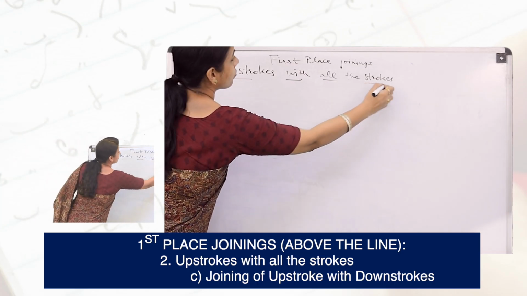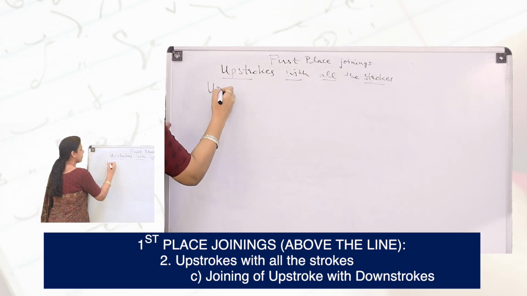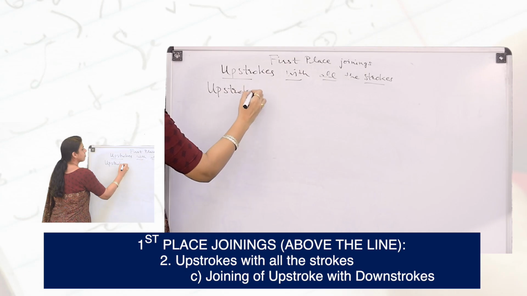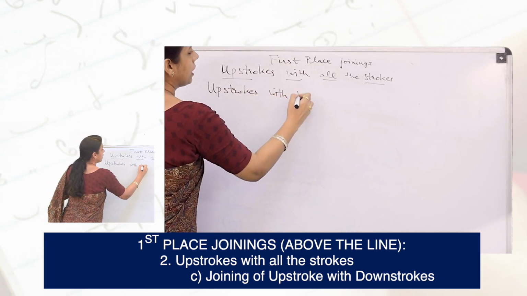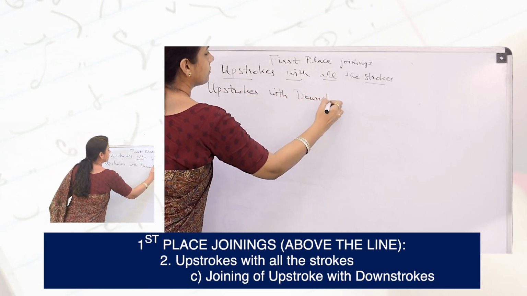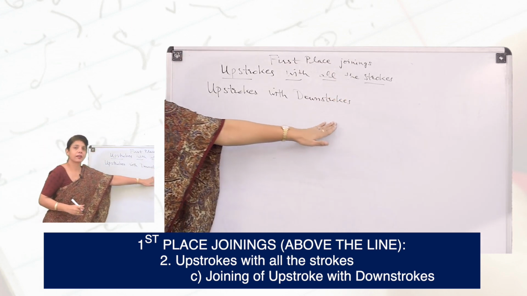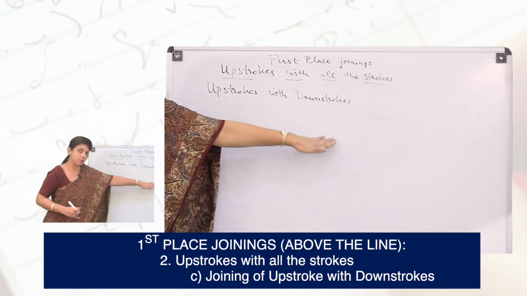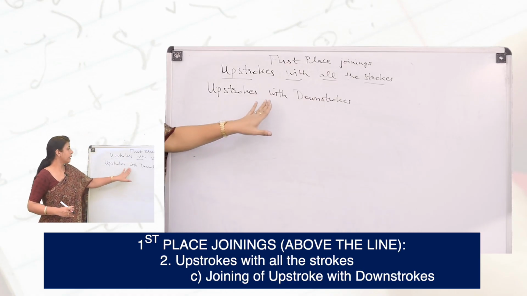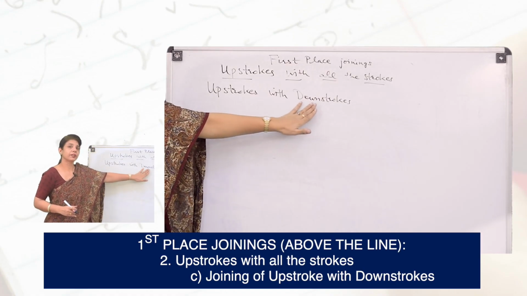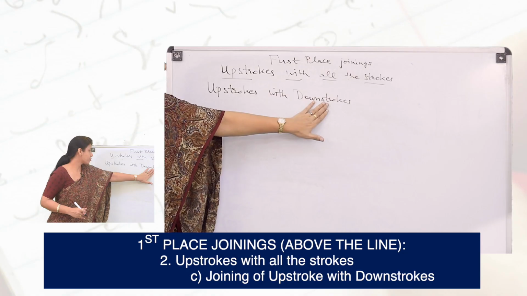Now, upstrokes with all the strokes means upstrokes with downstrokes first, then upstrokes with horizontals, and then upstrokes with upstrokes. So first we'll take the examples of this combination, that is upstrokes with downstrokes.